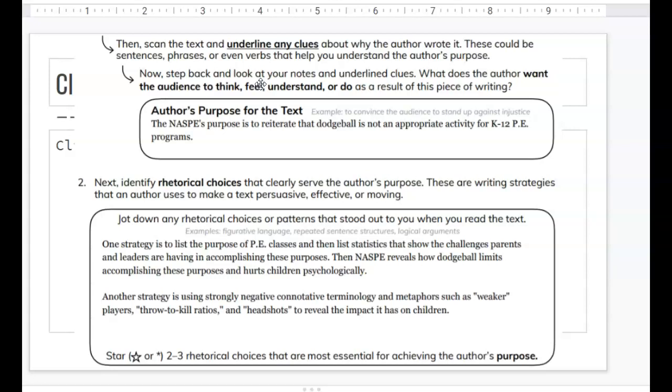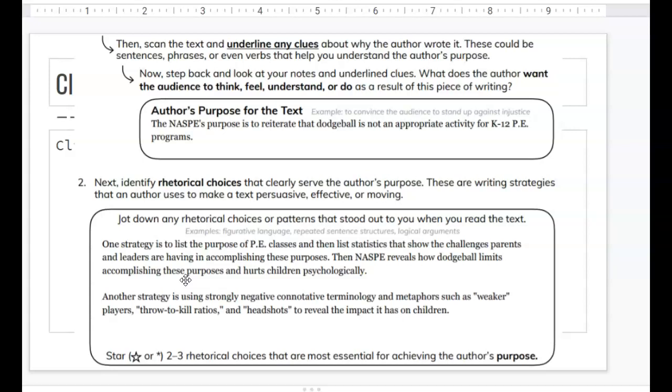So here's one: they've listed the purpose of PE classes, and then they list those statistics. So organization was important, that shows the challenges that parents and leaders are having in accomplishing these purposes. Then NASPE reveals how dodgeball limits accomplishing those purposes. So they've set up their argument. Here's what we're trying to do. Here are the statistics. Here's our problem. And look how dodgeball does not measure up to what our problem is.